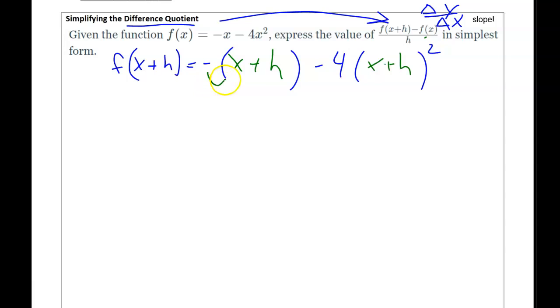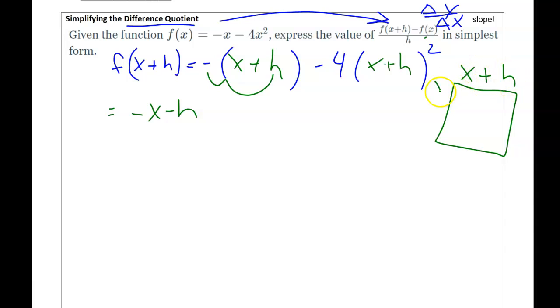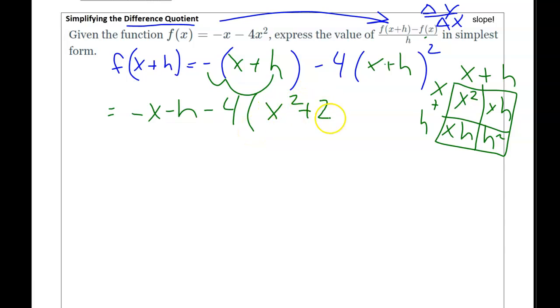So you guys know that I distribute my negative. So I get negative x minus h. And then x plus h squared. Well, I'm going to do that over here. To square it, remember we're not distributing that squared. We're multiplying it by itself, and it is a binomial. So what I get is x squared, 2xh, and h squared. So I get x squared from my Punnett square, 2xh, h squared, and that is my f of x plus h.